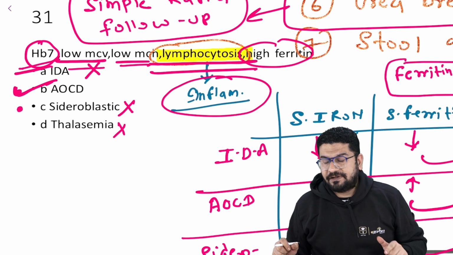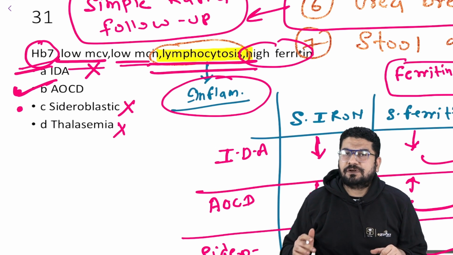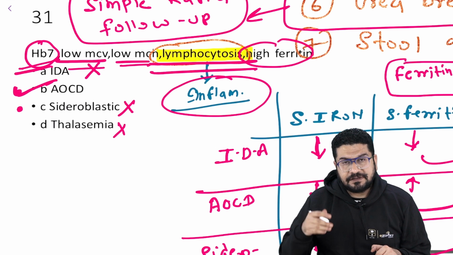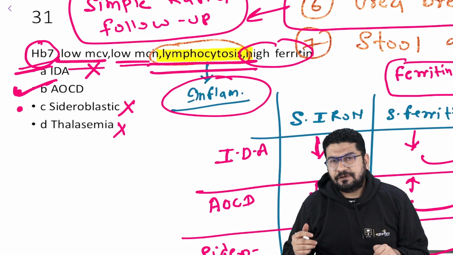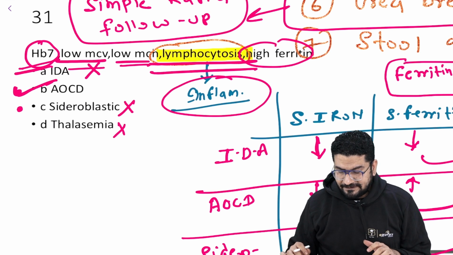Lymphocytosis with the high ferritin, right? If lymphocytosis had not been mentioned, or they could have given a history of working in the paint industry, or a patient taking isoniazid, then the answer could be sideroblastic anemia. But here lymphocytosis is the hint that you should understand.